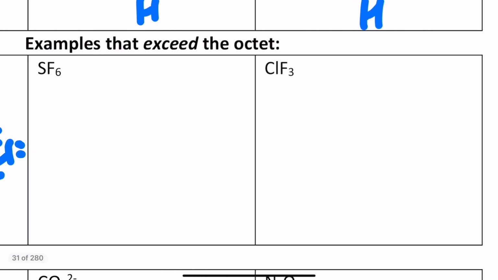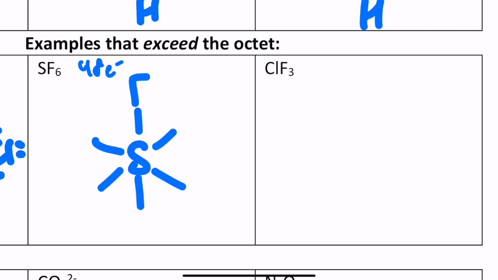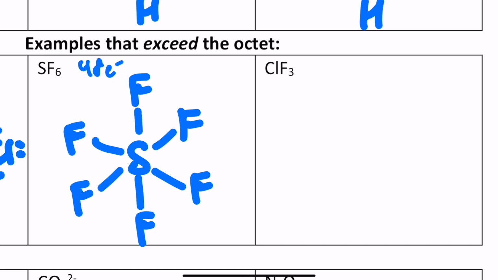The 2 right next to that are examples that exceed the octet. Here's sulfur hexafluoride and chlorine trifluoride. If you count your valence for SF6, you get 48 electrons from the sulfur and 6 fluorines. That's a central sulfur with 6 singly bonded fluorine atoms, and each fluorine will have 3 unshared pairs of electrons.